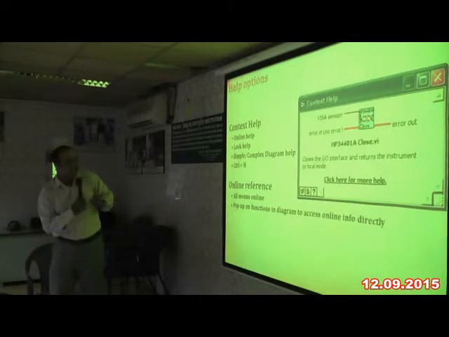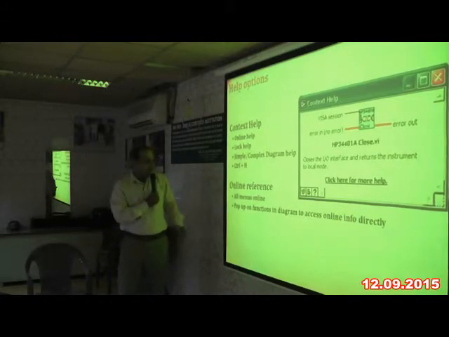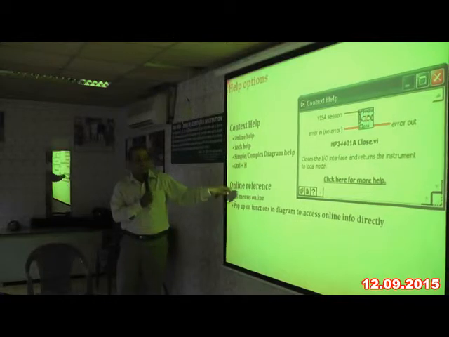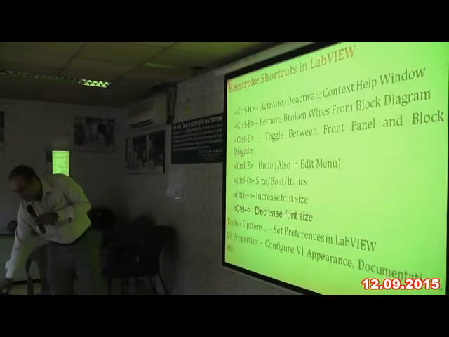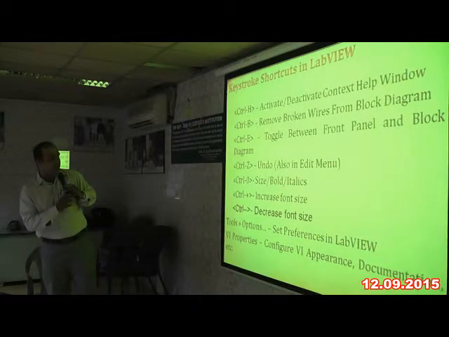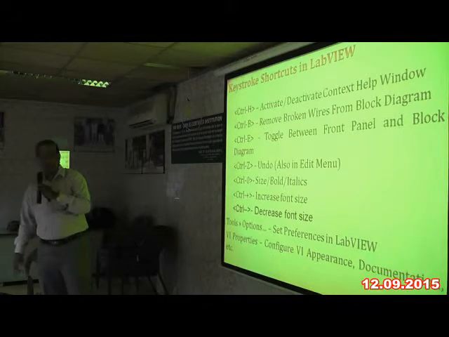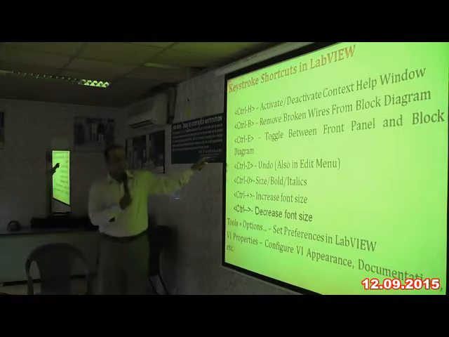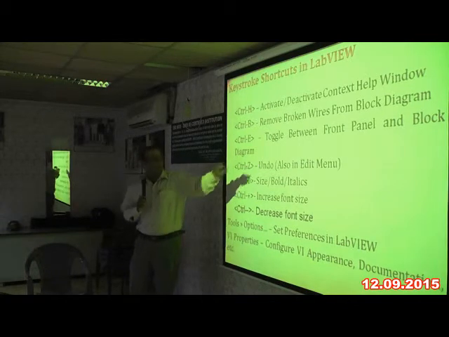So the context help, Control plus H, is a shortcut key. And for online references, there are a number of online references available on the NI website. And these are some of the shortcut keys. Control H. Control B is for removing any broken wires. And Control E is for toggling between the front panel window and the block diagram window.